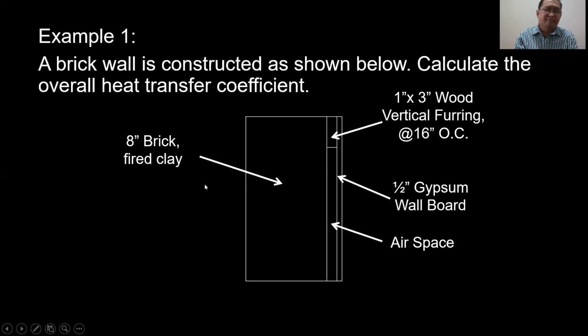So let us go to the example. For instance, we have a brick wall, which is constructed as shown below, and we need to calculate the overall heat transfer coefficient. Note that this one is an 8-inch brick wall made of fired clay. And this one here is a 1x3 wood vertical furring at 16 inches on center. And this will be your airspace. And we have here on the inside your 1/2 inch gypsum board.